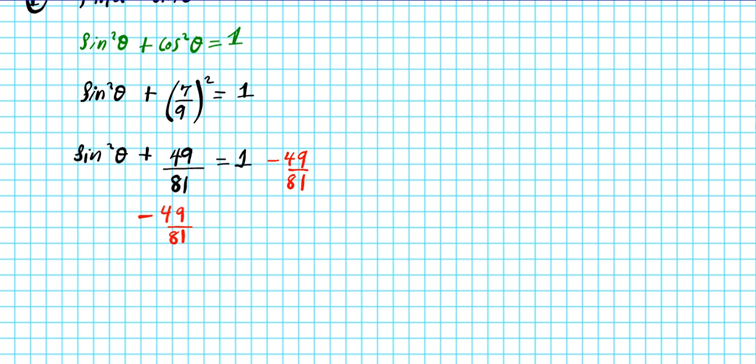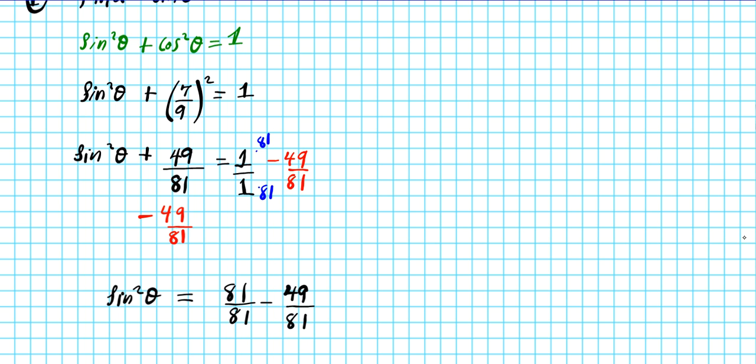On the left side, we'll have sine square theta equals, now write this as a fraction, 1 over 1. Then we need to find the LCD of 1 and 81. So multiply this by 81 top and bottom. Now that gives us 81 over 81 minus 49 over 81.